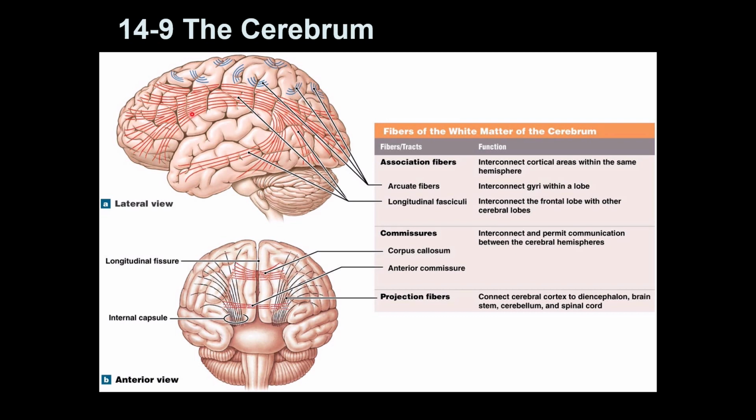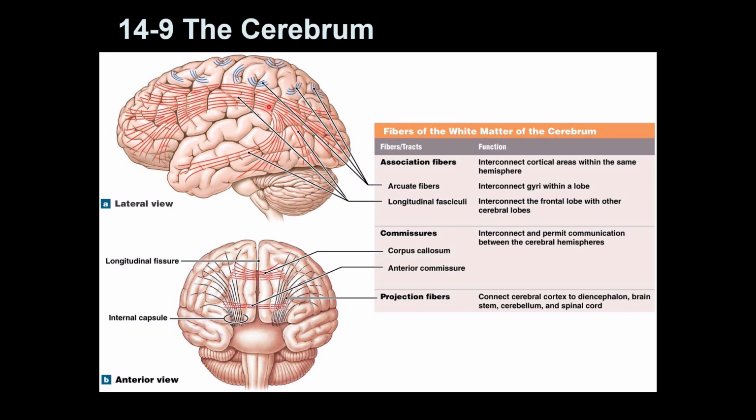The short one is called arcuate fiber. See, this is arcuate fiber, and the function of arcuate fiber is to connect two neighboring gyri. And longitudinal fasciculi are the long ones, and they connect one lobe with another lobe. So this is the frontal lobe, parietal lobe, occipital lobe. These fibers go from the frontal lobe all the way to the occipital lobe, or some fibers go from the frontal lobe to the temporal lobe. So, on the same side.